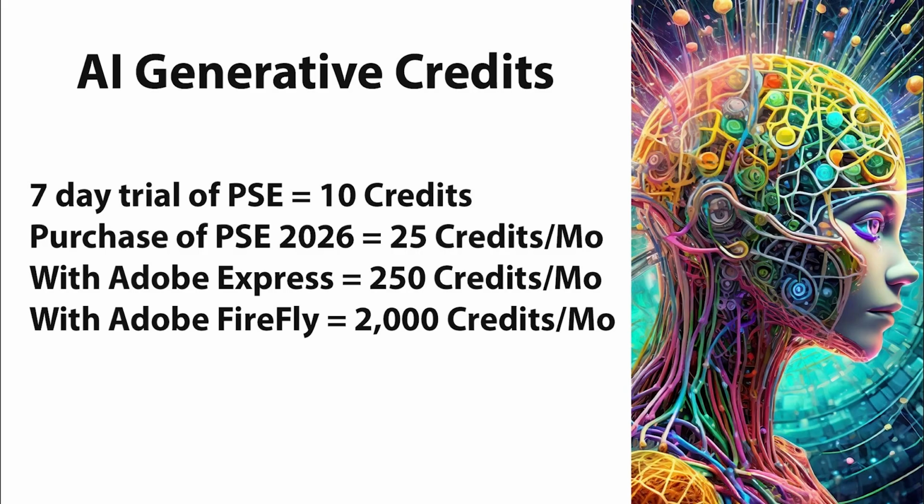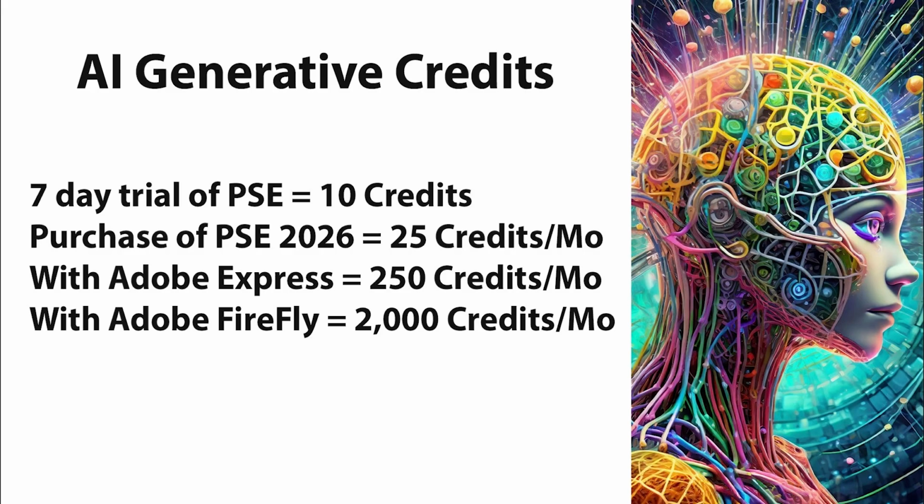Each image generation will use one generative credit. Photoshop Elements 2026 will come with 25 complimentary credits per month, with no subscription required for that level of credits. It is possible to upgrade, and credits are cumulative across all applications. So if you already subscribe, for example, to one of the Creative Cloud apps, you will already have more than 25 credits. If you were to subscribe to Adobe Express, you would have a total of 275 credits per month.